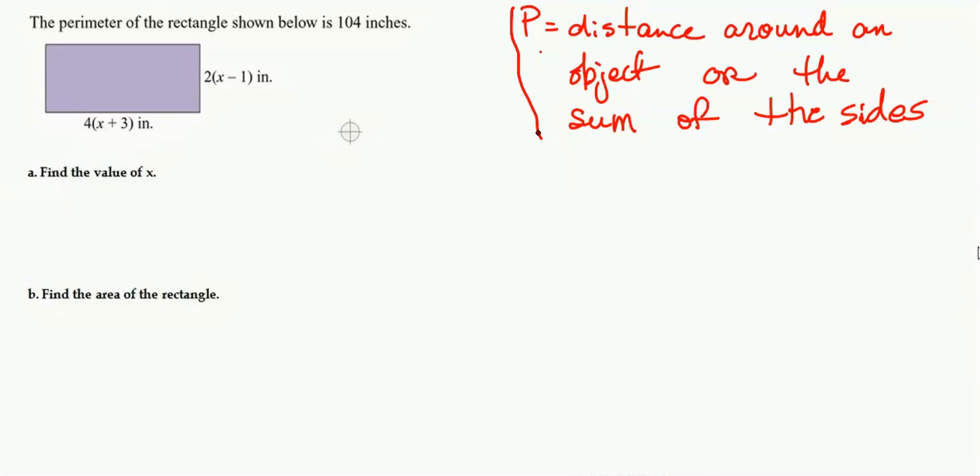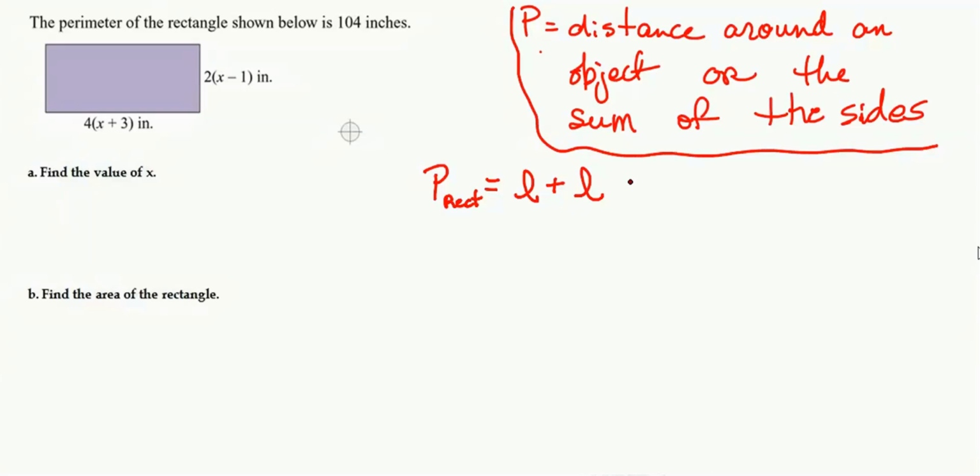Okay, let me kind of separate this out. For a rectangle, I'm going to write perimeter, and I'll put just rectangle, kind of abbreviated, as a subscript. We'll have a length plus another length plus a width plus another width, right? So this is why you often see 2 lengths plus 2 widths as the perimeter of our rectangle. We can just put P for now. We know we're dealing with a rectangle.